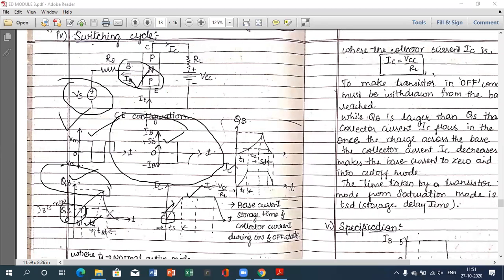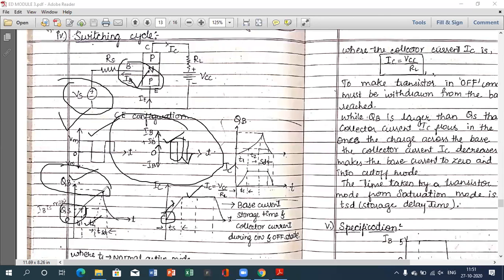The time taken to reach this value is T1 to T2. At this condition, when the collector current is in saturation, we can say that the transistor is in on state, which means it is switched on. Similarly, when the base current goes from maximum to 0, then what happens?